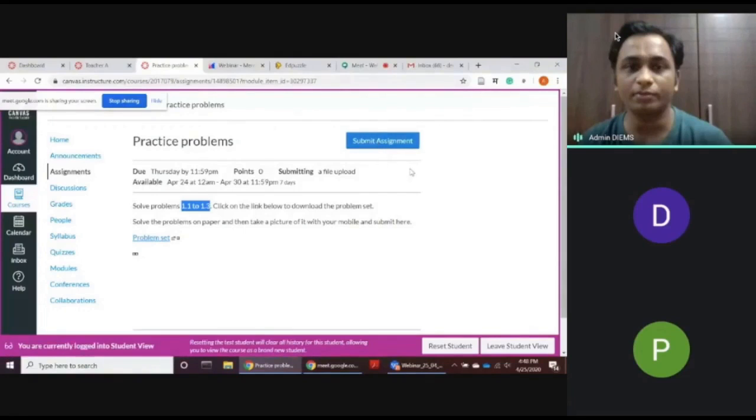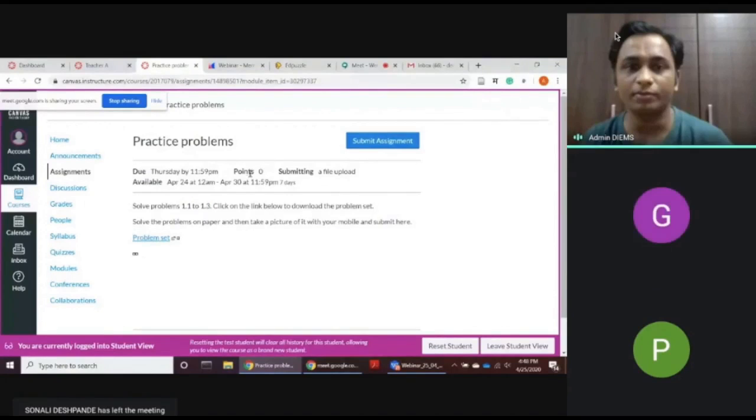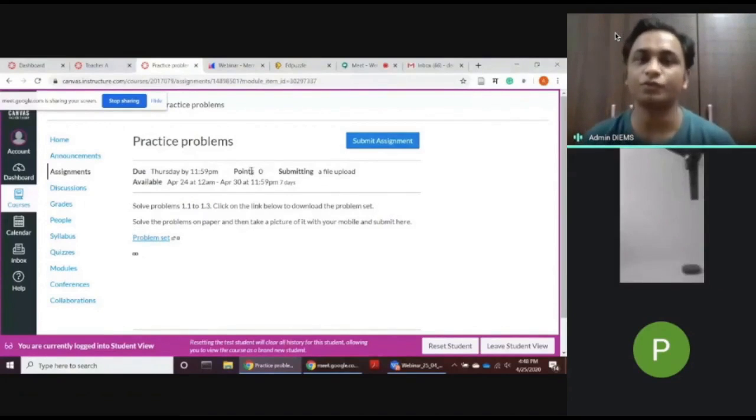So they can solve it on paper. What I'm asking is to solve problems on paper, then take a picture of it with your mobile and submit it here. They'll submit it here. Okay. So this way I can conduct assessment of students.